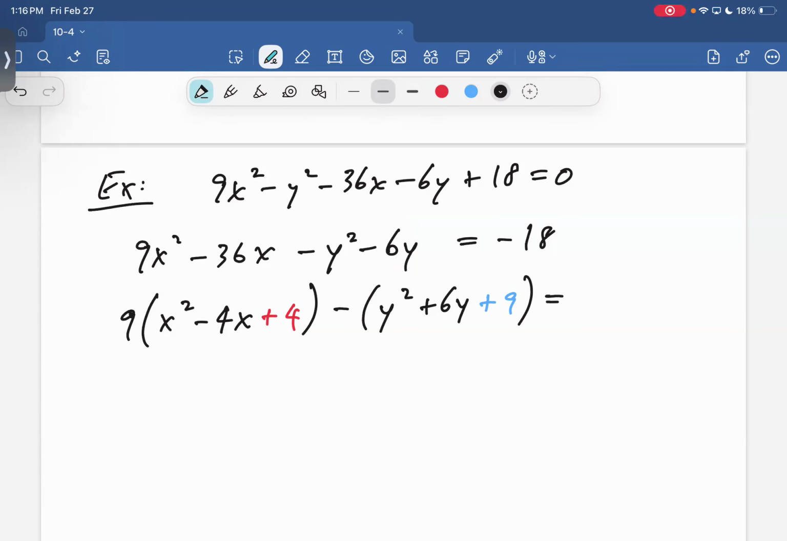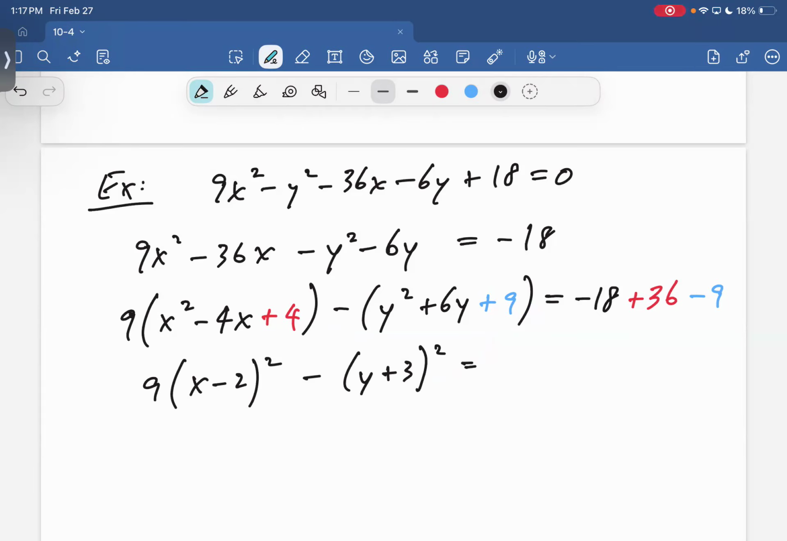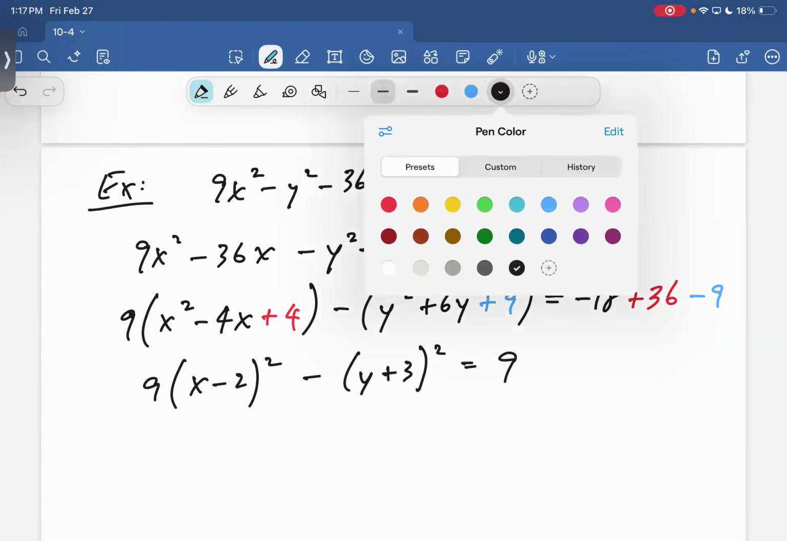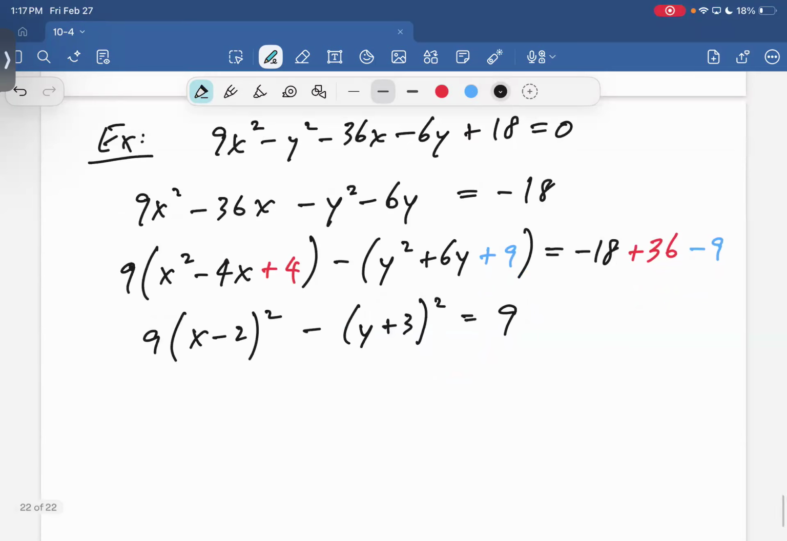Okay, so what should I add to the right side to compensate? -18 plus 36, right? Because I'm adding 4 times 9. And then -9, because this is a plus 9, but it's actually being subtracted, right? And so my not final, but if I simplify this, I'll get this minus y plus 3 squared equals, what is that? 9? And so my standard form will be this.